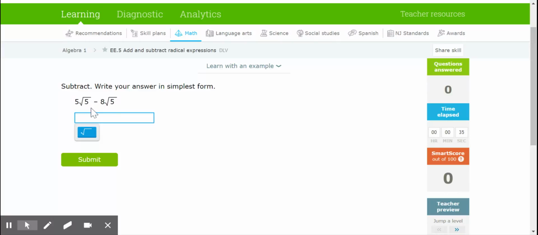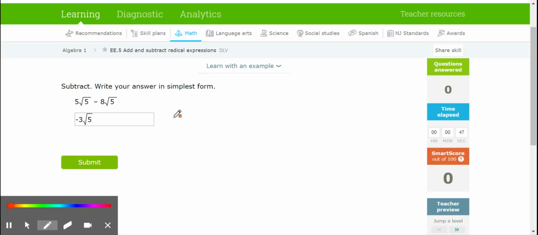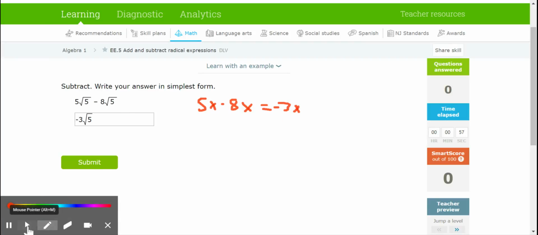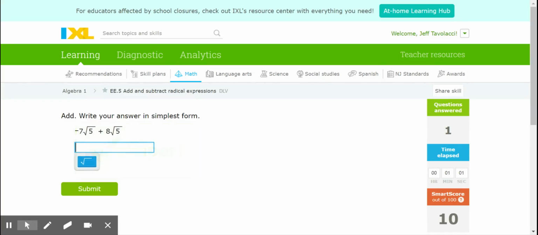5 square root 5 minus 8 square root 5 is really just 5 minus 8. So 5 minus 8 is going to give me negative 3 square root 5s. Okay, just like if we had 5x minus 8x, you would have negative 3x. We're going to have negative 3 square root 5.